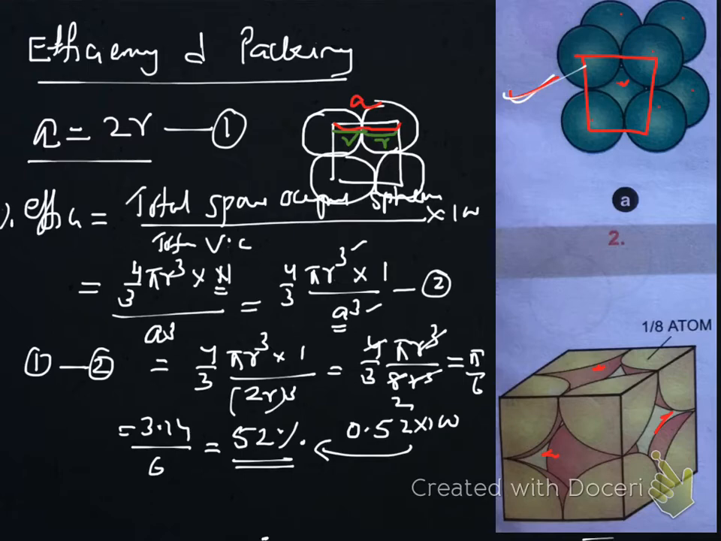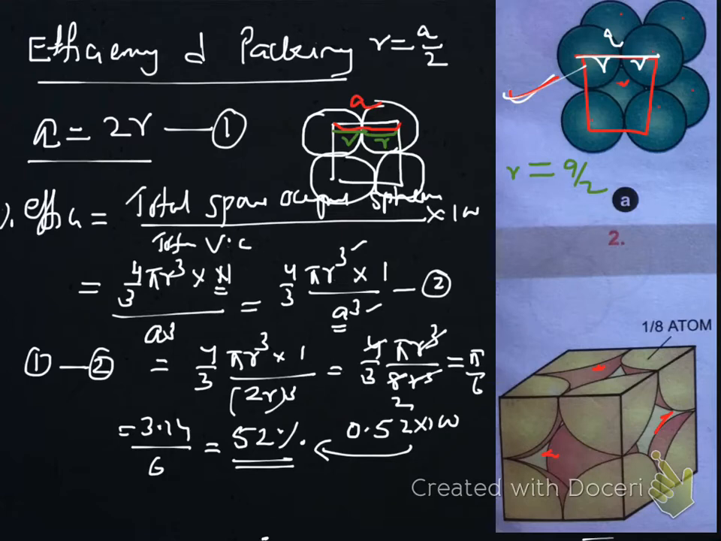Then one more relation you can see here, that edge length a is r plus r, 2r. Then r equal to a by 2. So you have a new relation. Radius in a simple cubic system is half of the edge length.